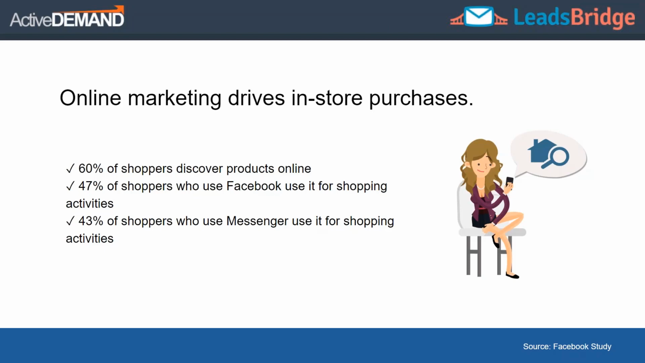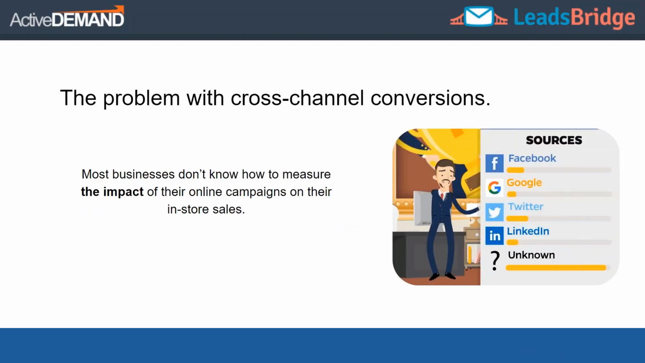The fact is that, for example, imagine a physical shop. Today's data show that 60% of shoppers discover products online, and 40% of them use Facebook for shopping activities. Some others use Messenger for shopping activities. So the problem is, what happens? How can you actually track all these conversions that happen offline?